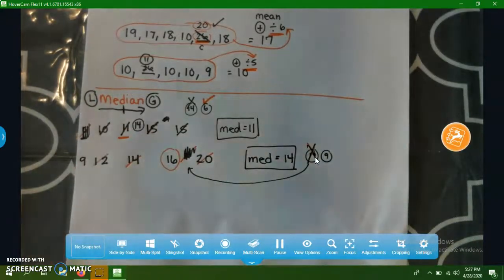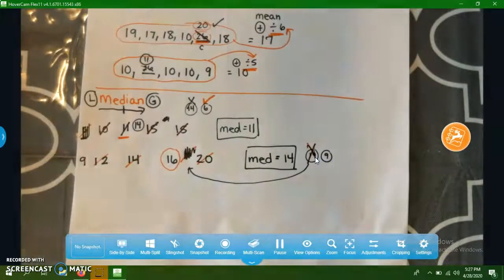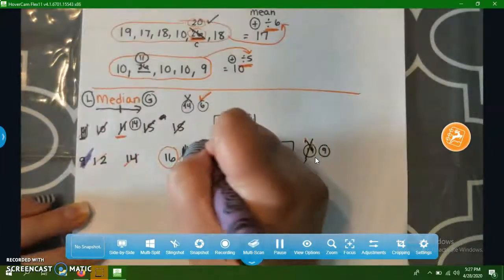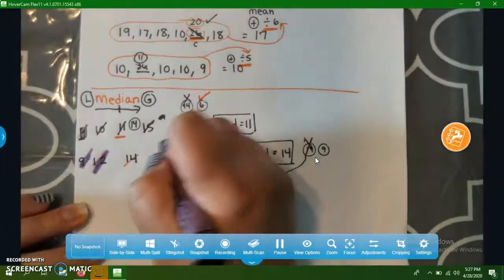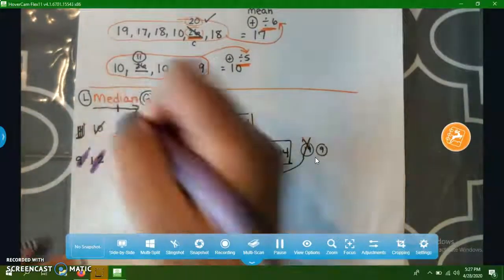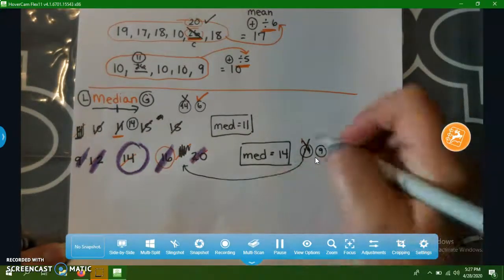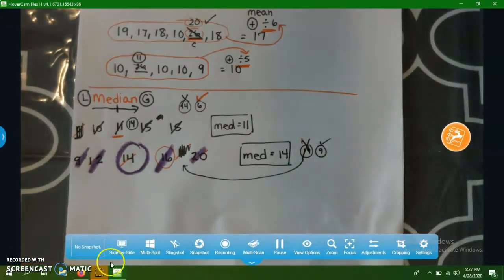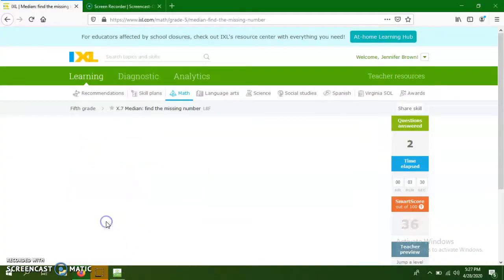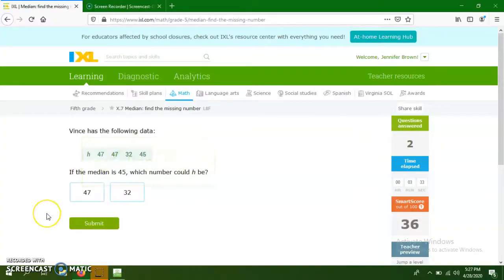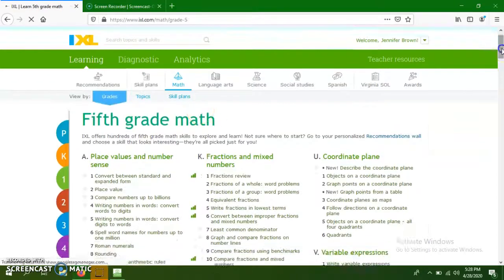Alright, so now I'm going to take, probably helpful to have a different color, and slash out 9 and 20, 12 and 16. So now I can see that my median is indeed 14. So then that means that 9 should be the missing number. Alright, so that one takes a little bit more work because you got to make sure your numbers are lined up least to greatest, and then you're just kind of trial and error, plugging one in and seeing if it works. Alright, so last but not least, we're going to go look at finding the missing number for range.